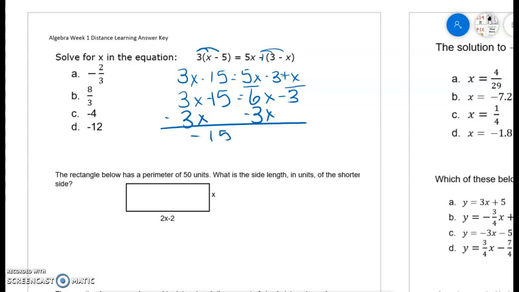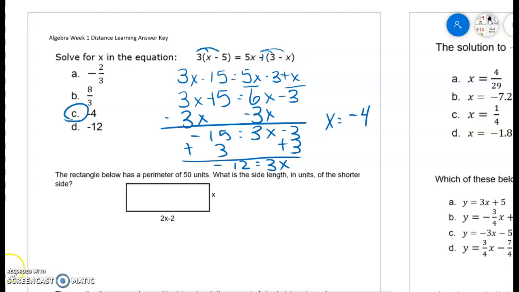Negative 15, don't forget to bring that negative down, is equal to 3x minus 3. Undo the add subtract. Negative 12 equals 3x. When you divide, you get x equals negative 4, which was C.